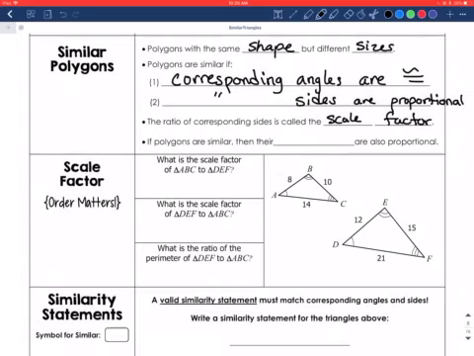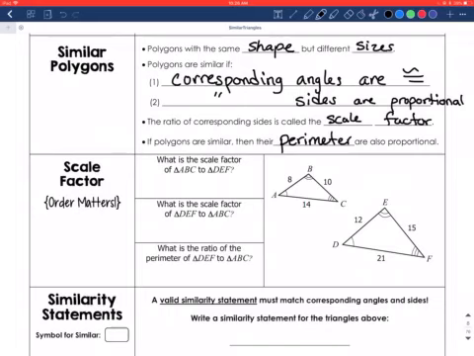So they have the same shape, but they're going to have different sizes, as you can see by our triangles down here. If the polygons are similar, then their perimeters are also going to be proportional. In other words, if their sides are proportional, you can add up all those sides. The perimeter is going to be proportional as well.